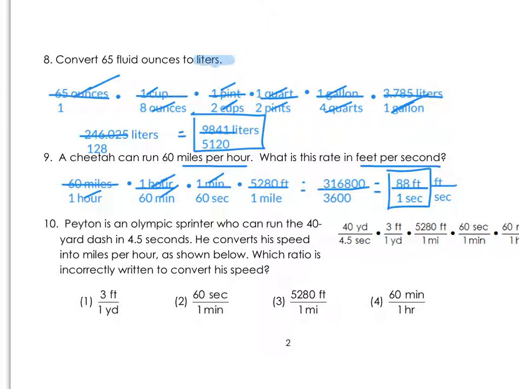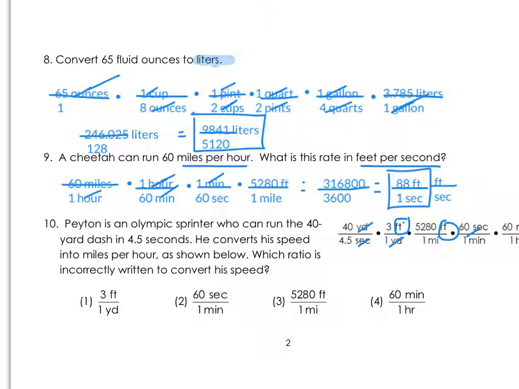Okay, next example says Peyton is an Olympic sprinter who can run the 40-yard dash in 4.5 seconds. He converts his speed into miles per hour as shown below. Which ratio is incorrectly written to convert his speed? Well, if I look here, that just means I need to see which ones are correctly eliminating our units. So if I look up top, I've got yards in the denominator of yards. That would cancel. And like over here, I've got seconds in the denominator, seconds in the numerator, so those would cancel. Here's a problem. I've got feet and feet both in the numerator.